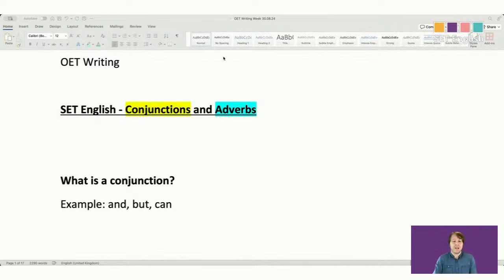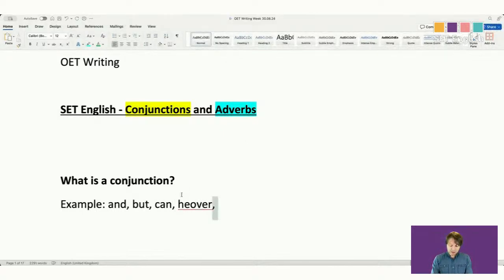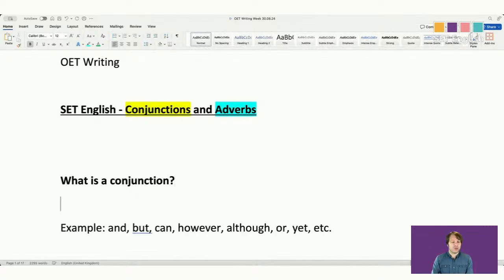Okay, back to this. So can, but, however, even things like although, we can have or, let. These are all conjunctions. What is a conjunction?